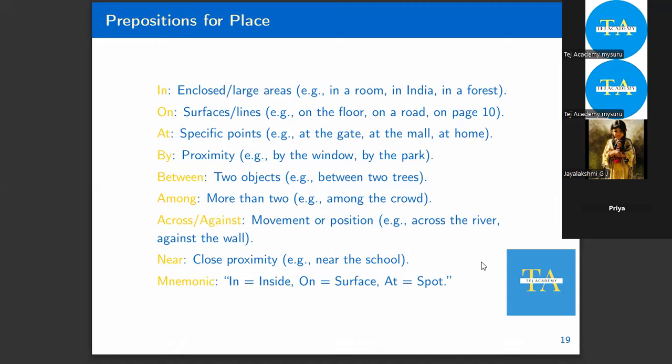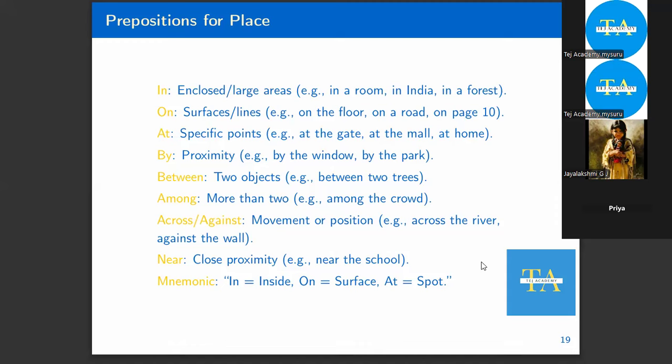And across, against. Across and against are used with movement or position, like across the river. She walked across the river, or she walked across the street. And against is used in cases like, the child pressed its face against the window, or don't lean against the wall. In such cases, we can use against.